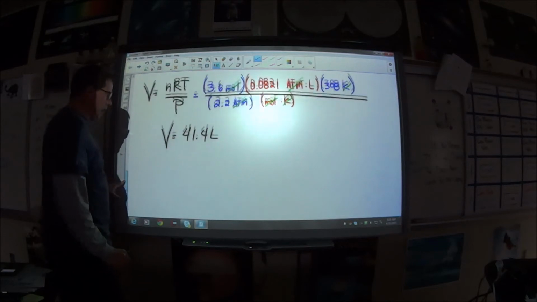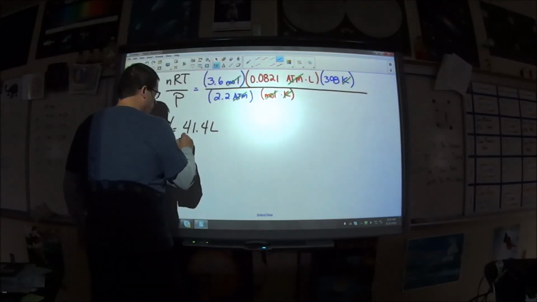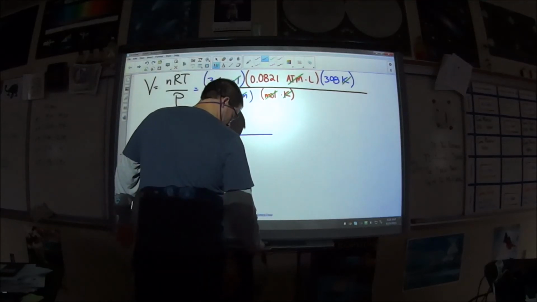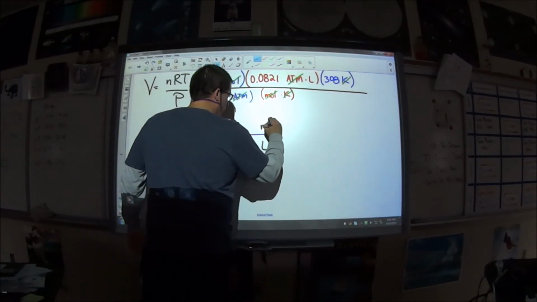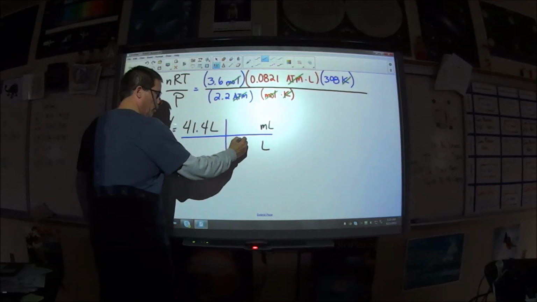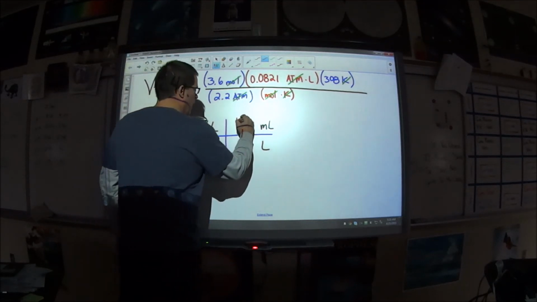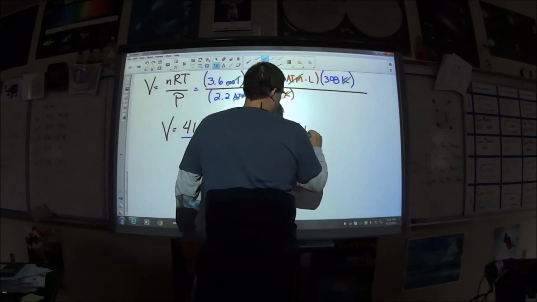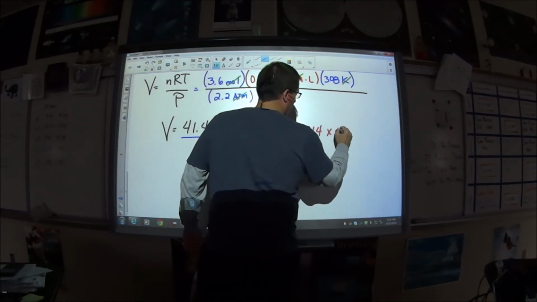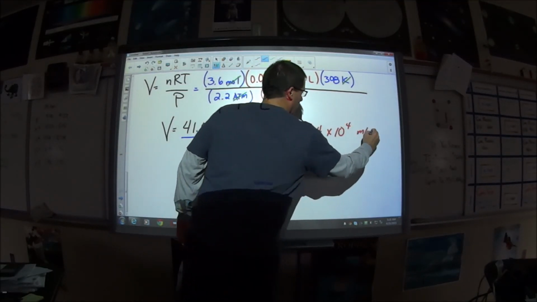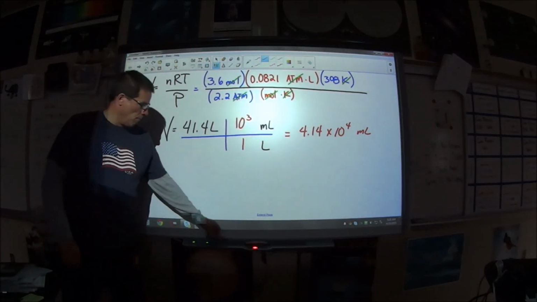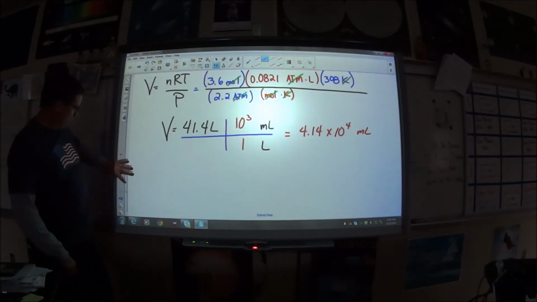So to do the conversion, liters and milliliters, which one's bigger? The liter, so assign it the value 1. We have 1,000 milliliters in there. So when I multiply that, I get 4.14 times 10 to the 4 milliliters, or it's 41,400 milliliters. Let's take a look at that one.